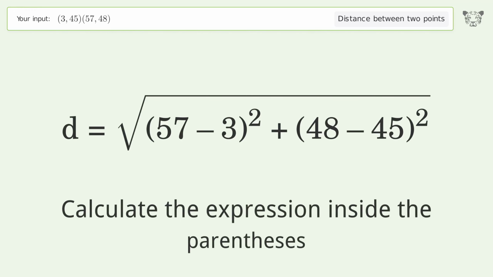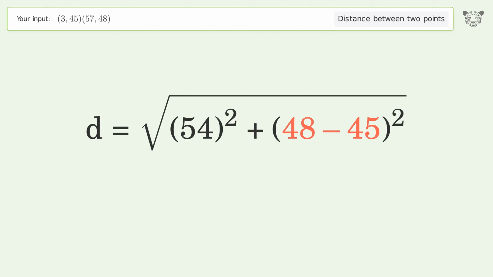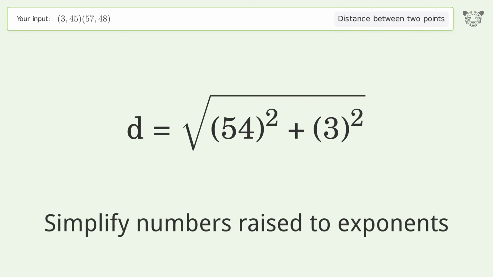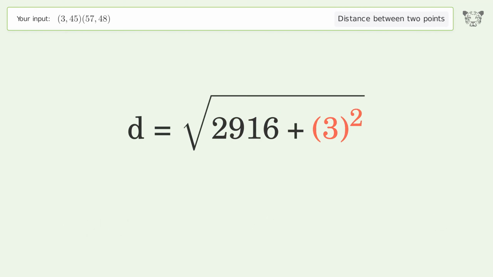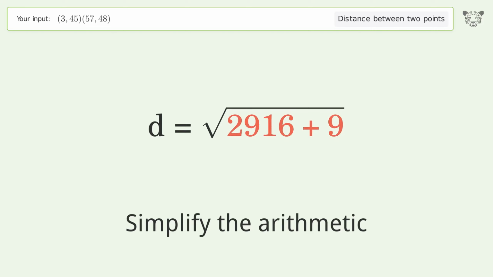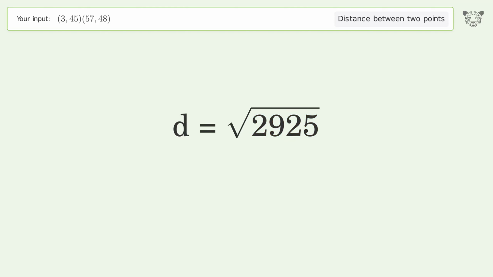Calculate the expression inside the parentheses. Simplify numbers raised to exponents. Simplify the arithmetic. And so the distance between the 2 points is the square root of 2,925 or 54.083.